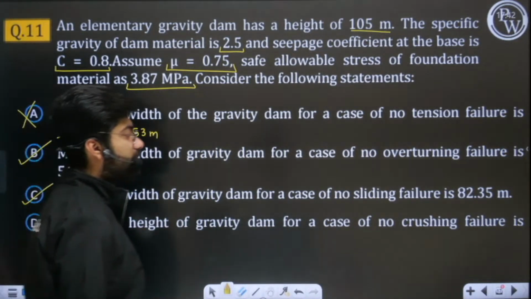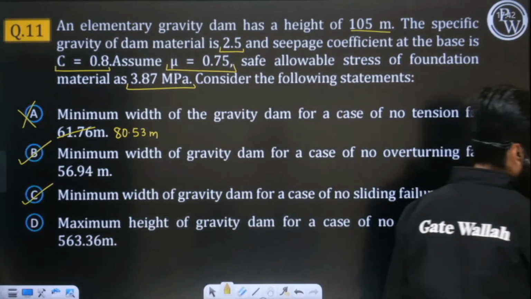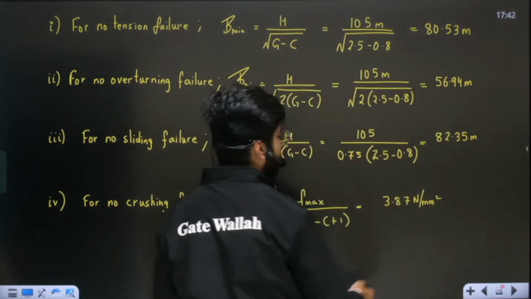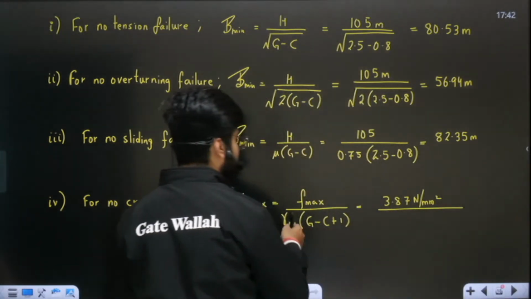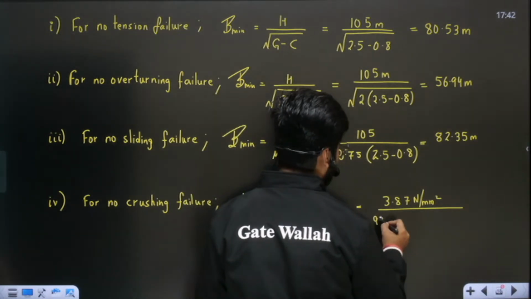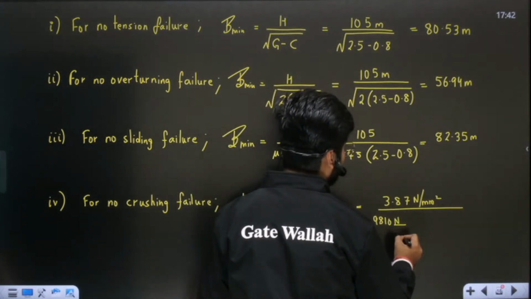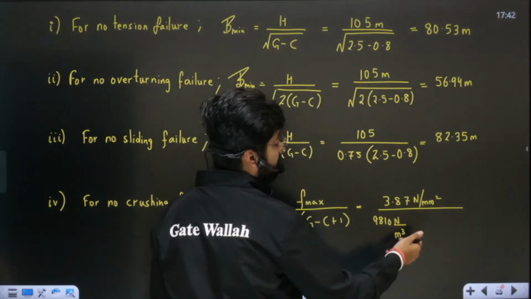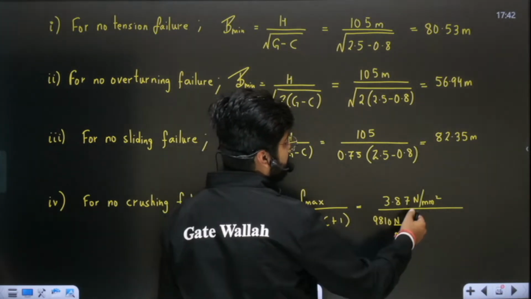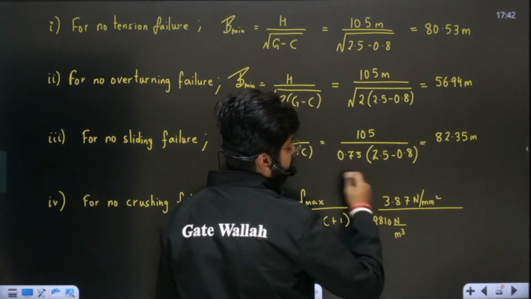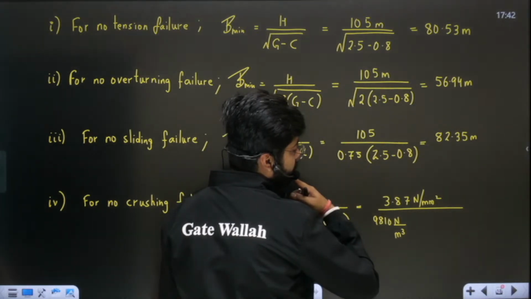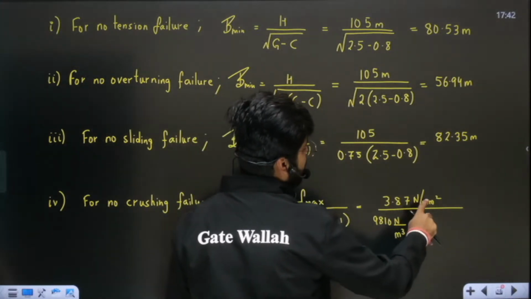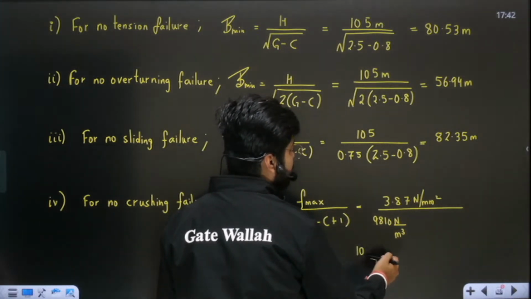Now similarly we'll find the last one. F max is 3.87 Newton per mm square. Gamma W is 9.81 or 9810 Newton per meter cube. See, units are different: this is mm square, this is meter cube. You have to convert into the same unit. Let us convert mm square into meter square so that the answer comes in meter. When you convert this into meter, it will be 10 power 6.